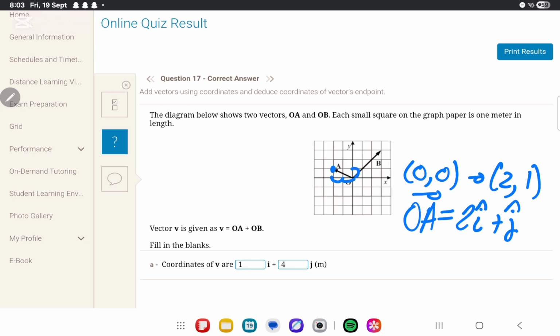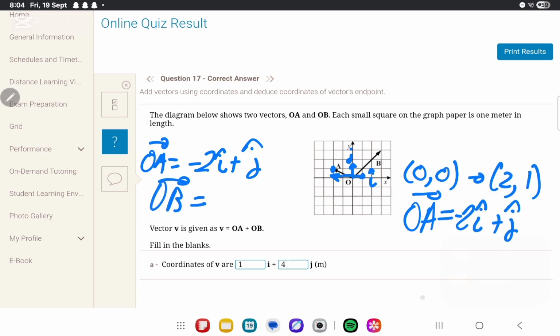And remember, I is east. Oh, sorry, this is negative 2I then. I is like this, and this is J. So I went 2 in the opposite direction of I, so negative 2I, plus I went the same magnitude in J, so plus J. This is vector OA.